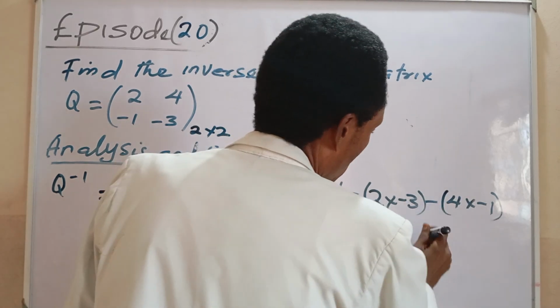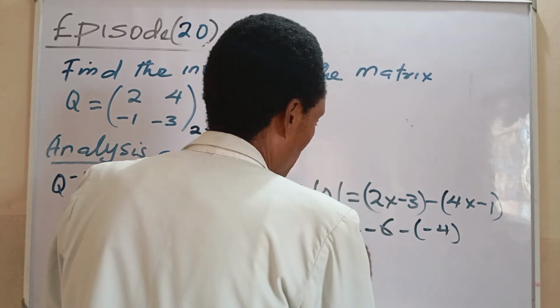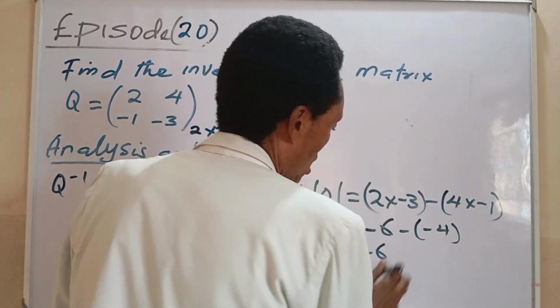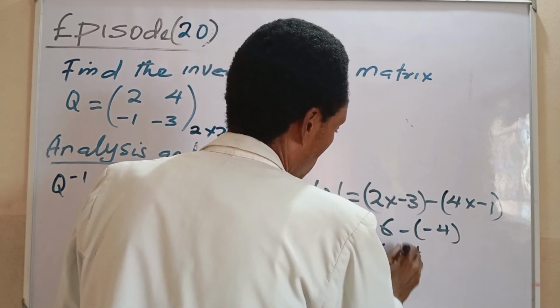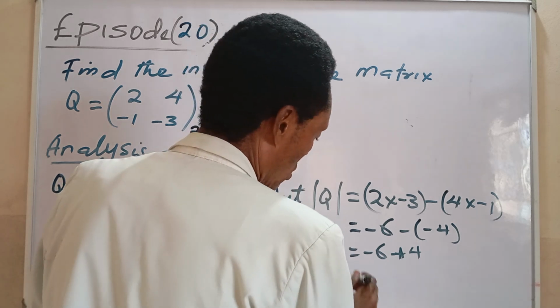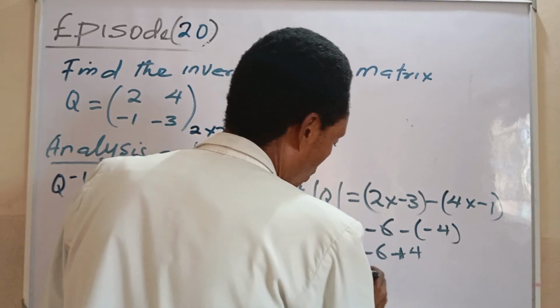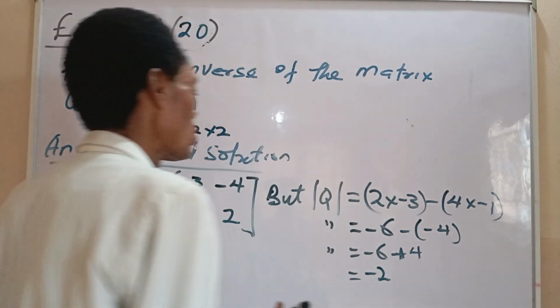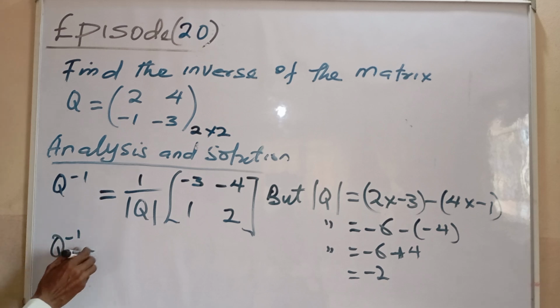This is what? That is a minus 4 here. So automatically you have a minus 6. Minus times minus will give you plus 4. So here, you discover that our determinant will be minus 6 plus 4, which will give you minus 2. So minus 2. So it means that the inverse, Q inverse, equals what?